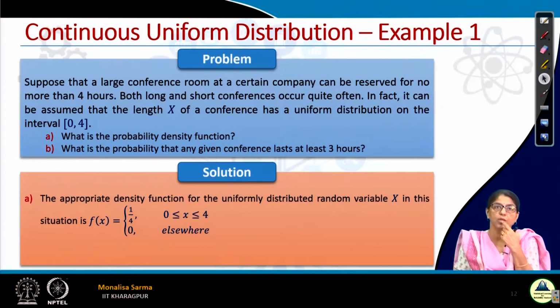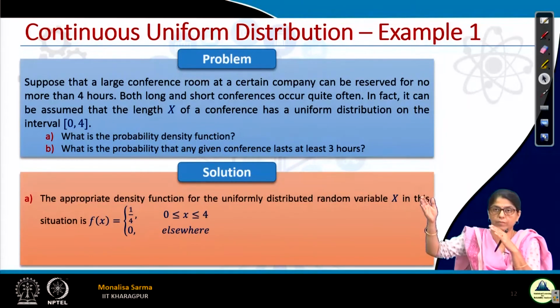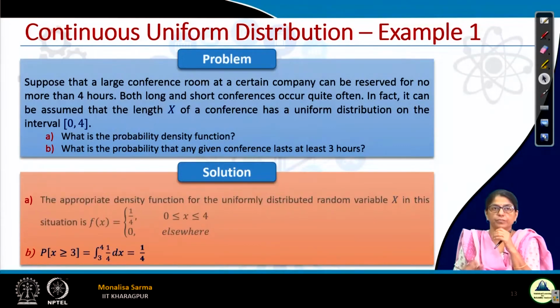Now, what is the next question? What is the probability that any given conference lasts at least 3 hours? So it is given that a conference lasts at least 3 hours, which means my random variable will go from 3 and above. So I will integrate it from 3 to 4. So P(x >= 3) is simply the integration from 3 to 4 of 1 by 4 dx. That is a very easy problem.